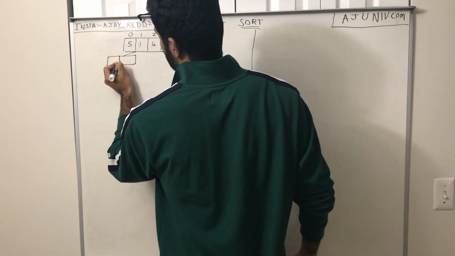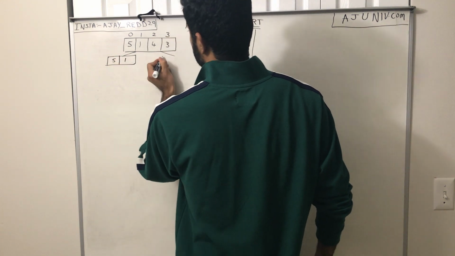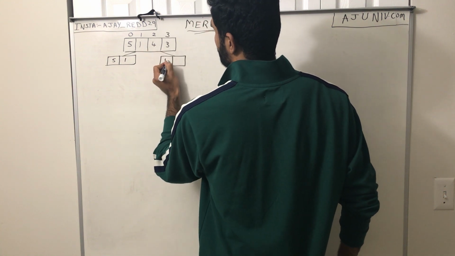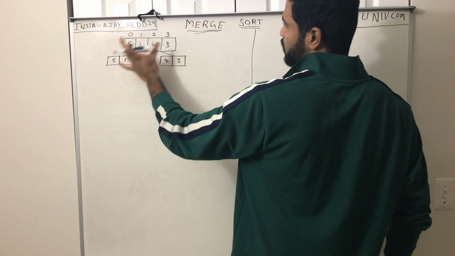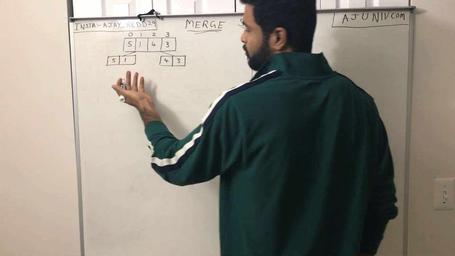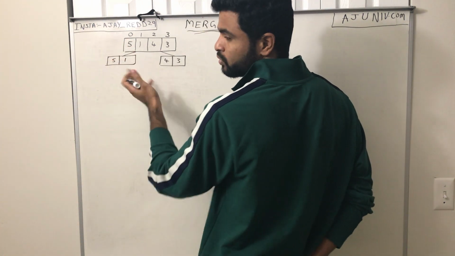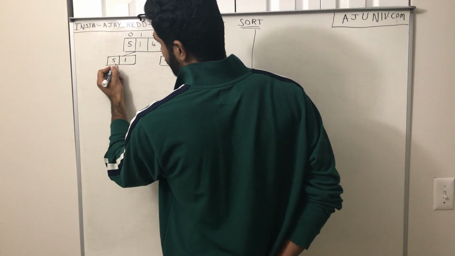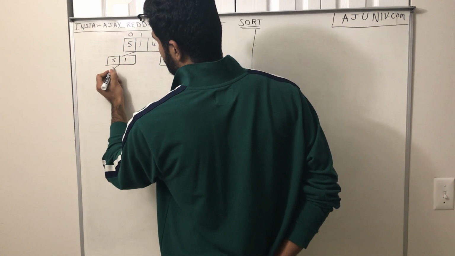The first subarray will have elements 5 and 1. The second subarray will have elements 4 and 3. So I divided this array into 2 subarrays, and again I have to divide these subarrays till we get the array length as 1. So now I'm dividing this into 2 subarrays again.